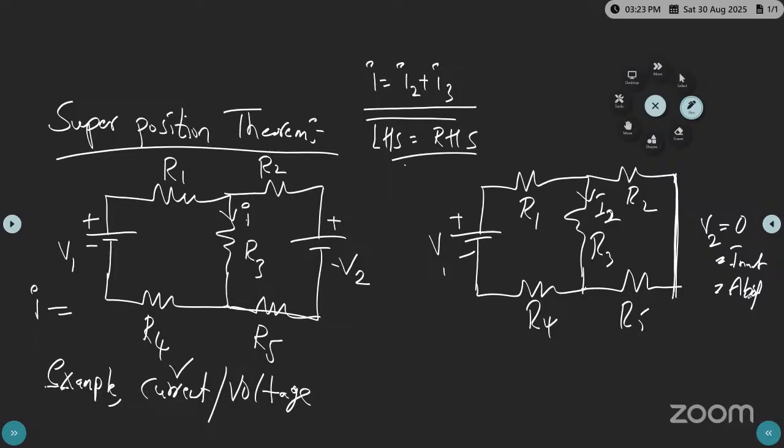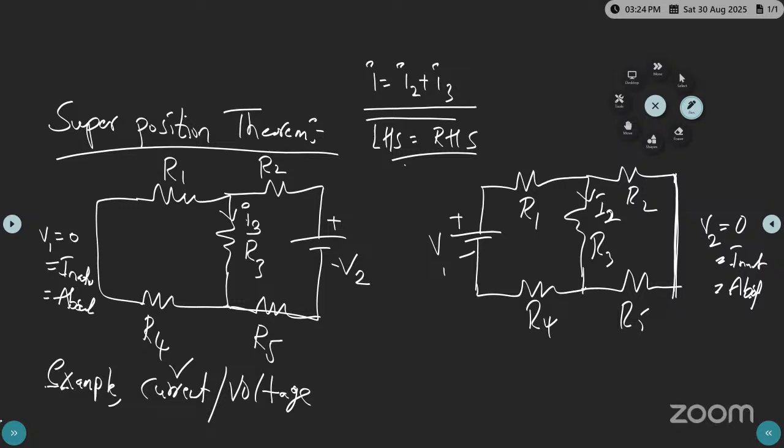Next step. Consider V2. What about V1? Inactive. Find out current. That will become I3. See, V2 is available. Only one voltage source is available, keeping all other sources inactive. What about V1? V1 is 0. V1 is inactive. Okay, V1 is absent. What is the current in R3? For this circuit, circuit is modified. Yes, that is becoming I3.